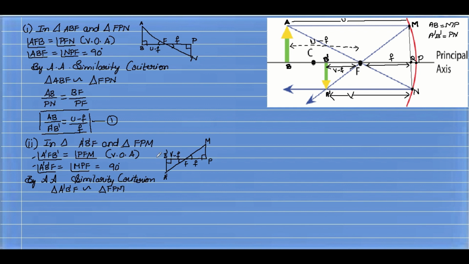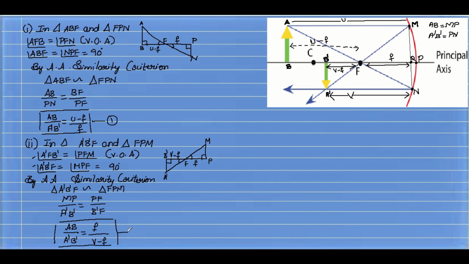If two triangles are similar, then the corresponding sides will be in equal ratio. Therefore, MP by A dash B dash is equal to PF by B dash F. I am taking from the positive side. We have already written that MP is equal to AB, so instead of MP we can write AB. So AB by A dash B dash is equal to PF, where the distance of PF is small f, divided by the distance of B dash F, which is V minus F. This is equation 2.